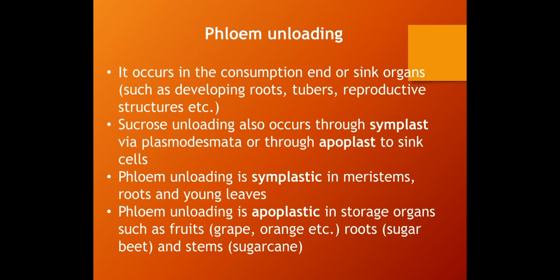Then what is phloem unloading? Phloem unloading occurs in the consumption end or the sink organs such as developing roots, tubers, reproductive structures, etc. Sucrose unloading also occurs through either symplast or apoplast. Symplastic movement takes place in meristems, roots and young leaves, and the apoplastic movement takes place in the storage organs such as fruits, roots and the stems.